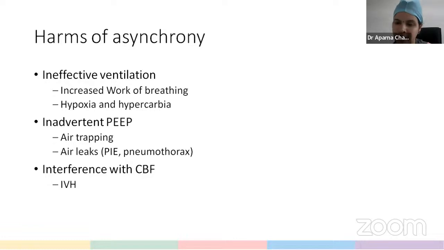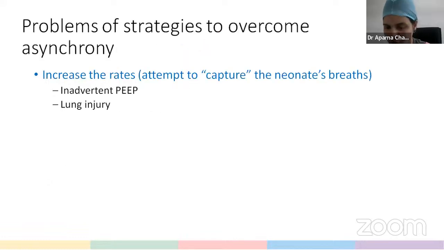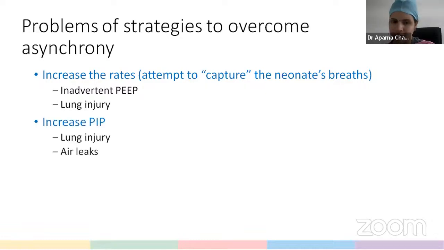Because of air trapping and increased emphysematous changes within the lung, there can be interference in the cerebral blood flow, leading to increased risk of intraventricular hemorrhage. And hence, one also always tries to improve the strategies to overcome asynchrony. Now, this can be done while you are still in IMV. We can try to improve asynchrony by increasing the rate. This is an attempt to capture the newborn's breaths. But we know that increasing the respiratory rate on the ventilator comes with some problems, such as compromising of E time, leading to inadvertent PEEP or auto PEEP generation, and increased chances of lung injury.